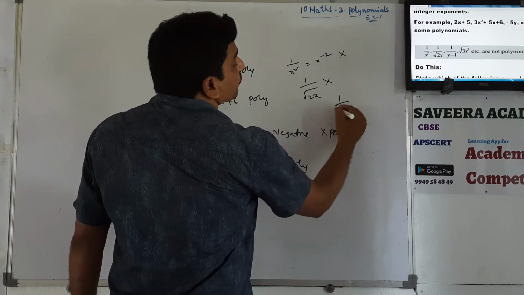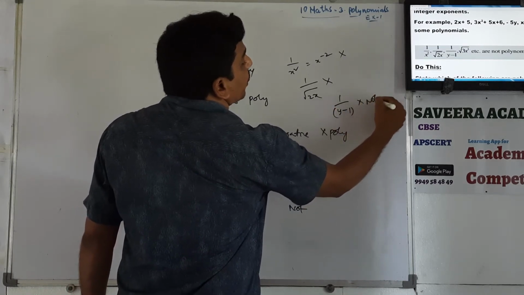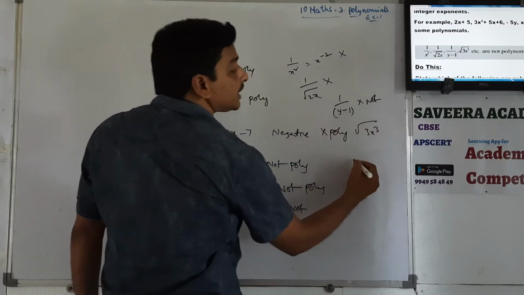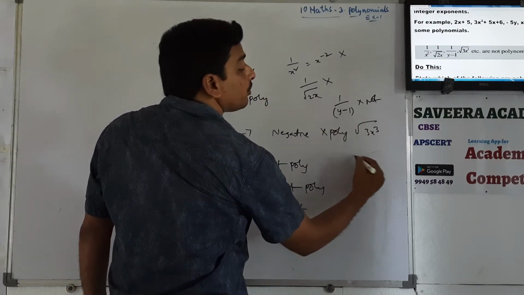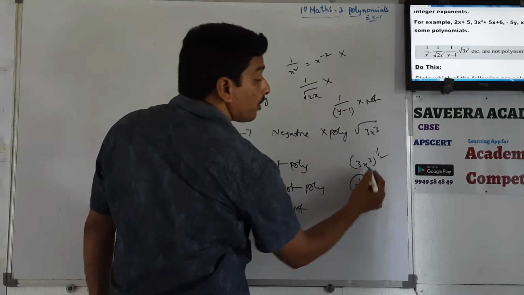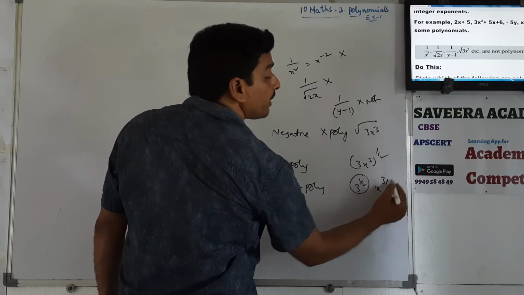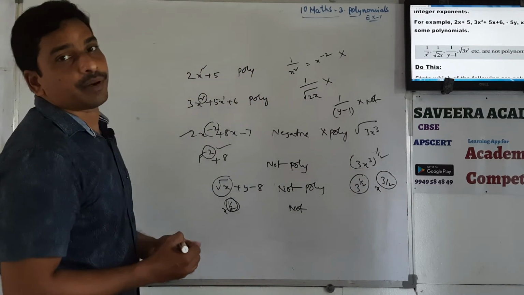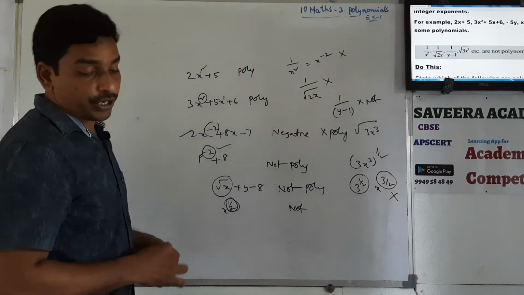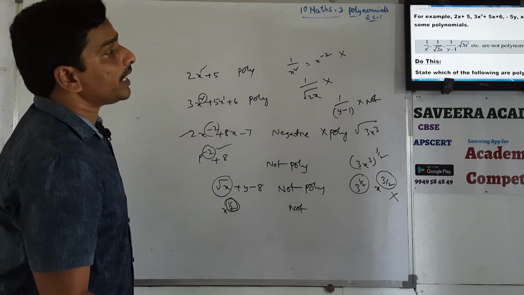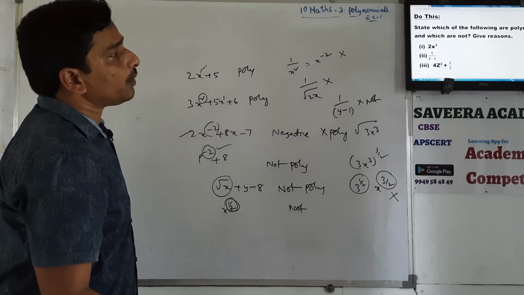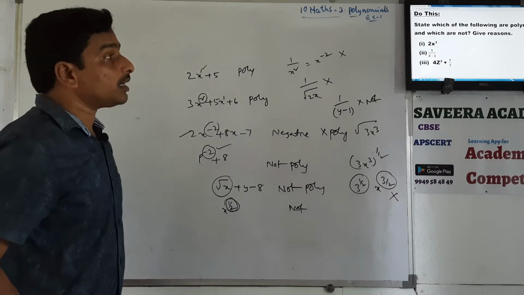1 by y minus 1. So, this is also not a polynomial. Root 3x cube. Then this will become 3x cube whole power of 1 by 2. So, this is 3 power of 1 by 2, no problem. But here x power of 3 by 2, this is a rational number. So, this is also not a polynomial. Depending on these things, let us see. Some problems are given. Do this. State which of the following are polynomials and which are not.